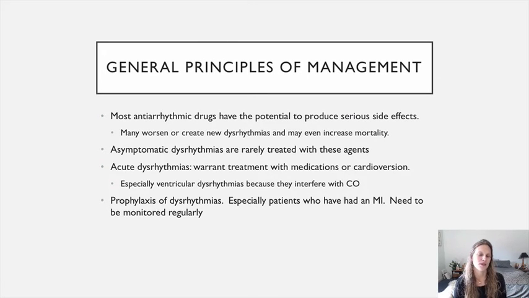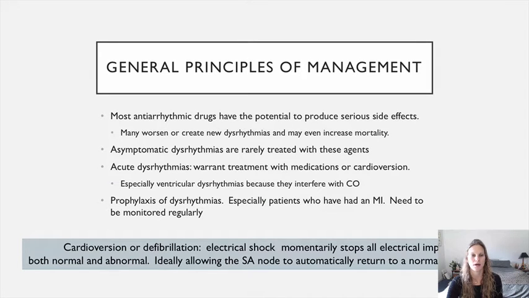Because of this, if someone's got an asymptomatic dysrhythmia, chances are they're not going to be treated with drugs. The acute ones we're probably going to have to treat, but in many cases, a medication might be bypassed in lieu of something called cardioversion, which I'm going to talk about at the bottom there. This is especially true of ventricular dysrhythmias because they really get in the way of cardiac output, right? If your ventricles are contracting so fast, you're not going to be able to get blood out of that heart, and so that's a big problem.